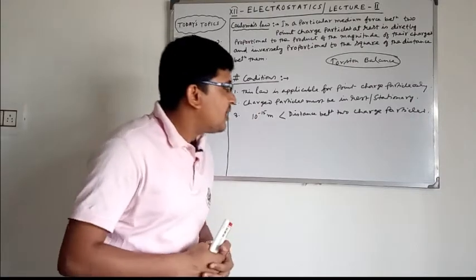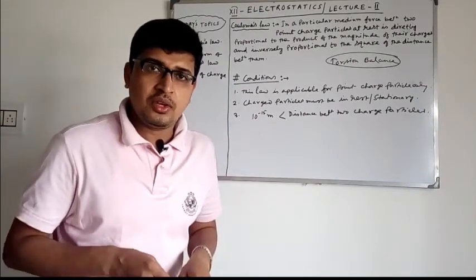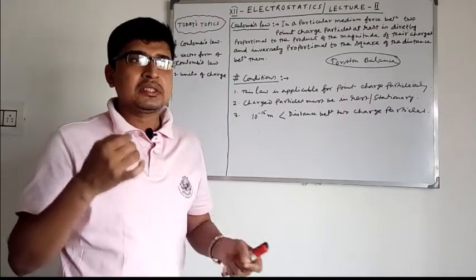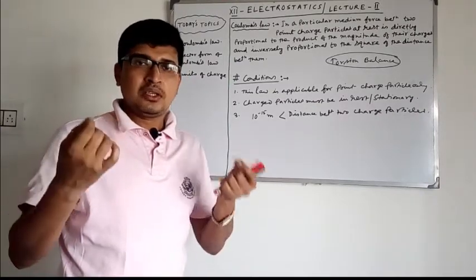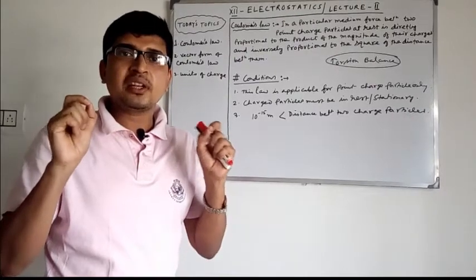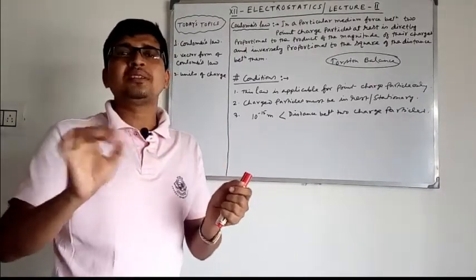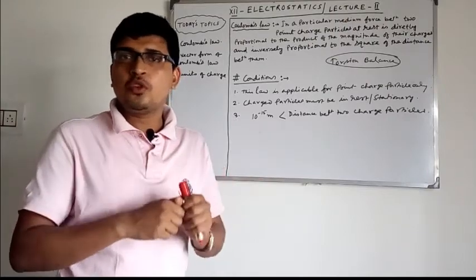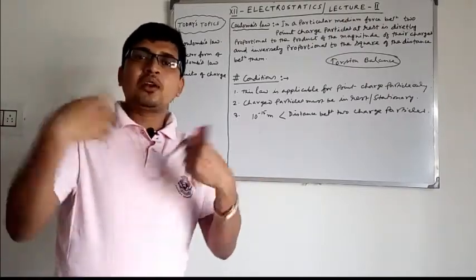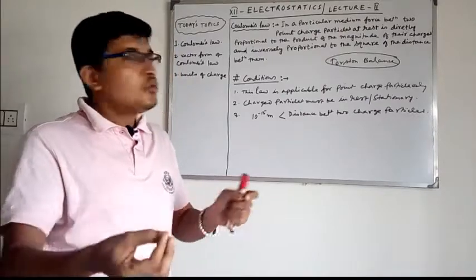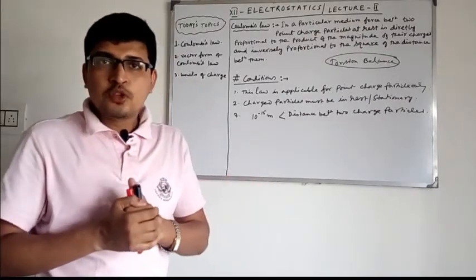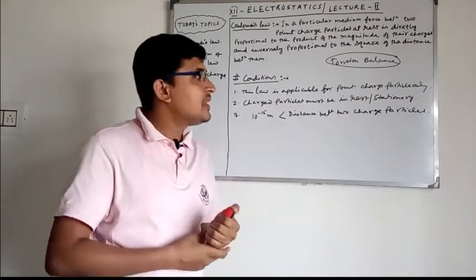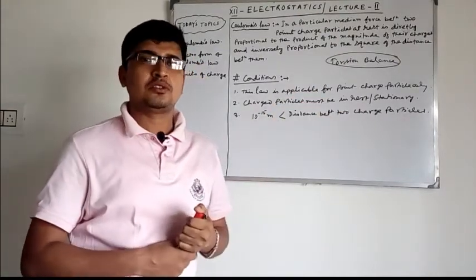This law is applicable for point charge particle only, but in our real world, the charged particle without mass, that means point charge particle का conception क्या है? उसका कोई मास नहीं रहेगा, उसका कोई वॉल्यूम ही नहीं रहेगा. पॉइंट का तो कोई वॉल्यूम होता नहीं है, तो पॉइंट का अगर कोई वॉल्यूम नहीं रहेगा तो उसका मास भी नहीं रहेगा. So this is an ideal conception, that is it is applicable for point charge only.